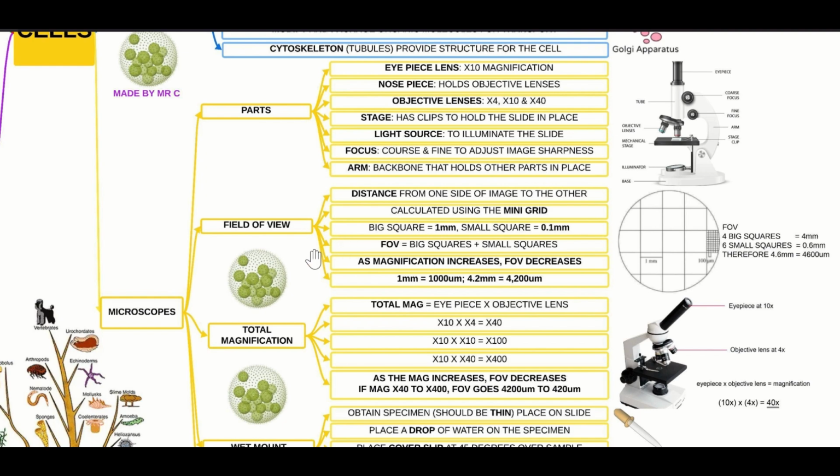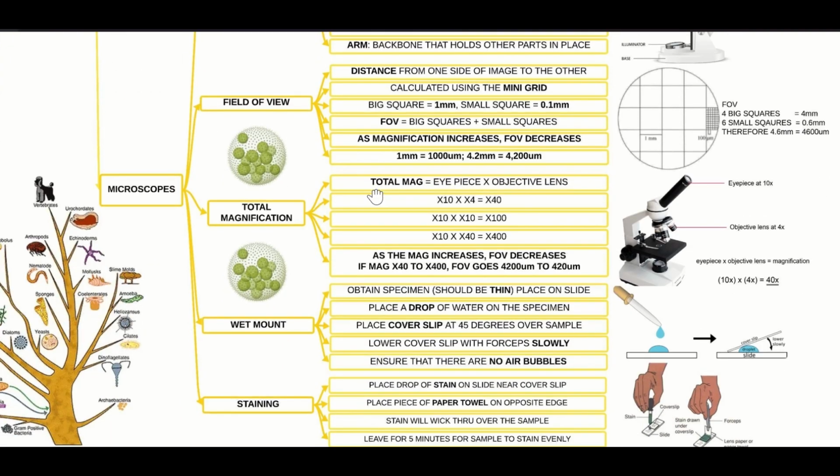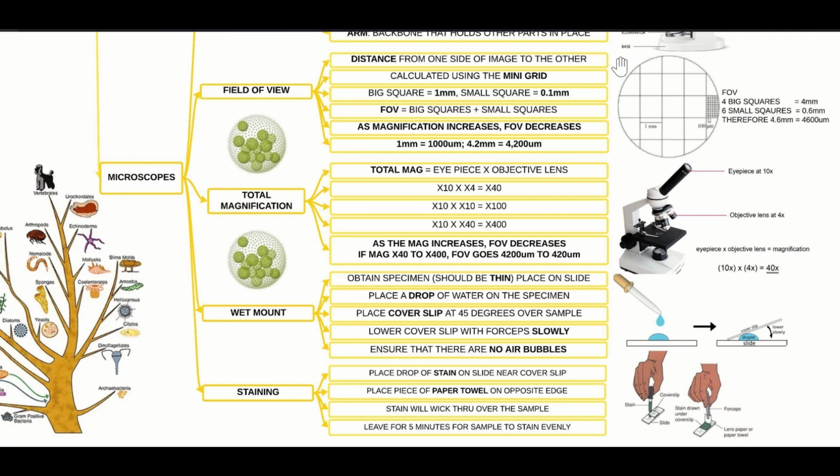All right, the first thing you need to do when you get a microscope is to work out the field of view. The field of view is the distance from one side of the image to the other. You can calculate the distance from one side to the other using a mini grid. Here is a diagram of a mini grid on a microscope. The field of view is made up of big squares and small squares. The big squares are 1 millimeter by 1 millimeter, and the small squares are made up of 0.1 millimeter by 0.1 millimeter. And a micrometer is 1,000th of a millimeter.